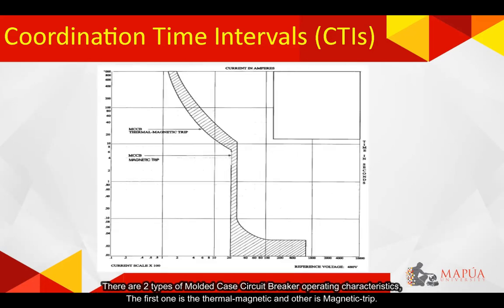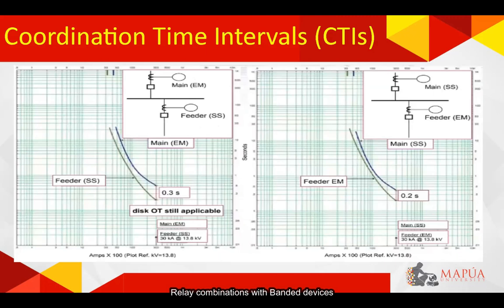There are two types of molded case circuit breaker operating characteristics. The first one is thermomagnetic, and the other one is magnetic trip. Relay combinations with banded devices.